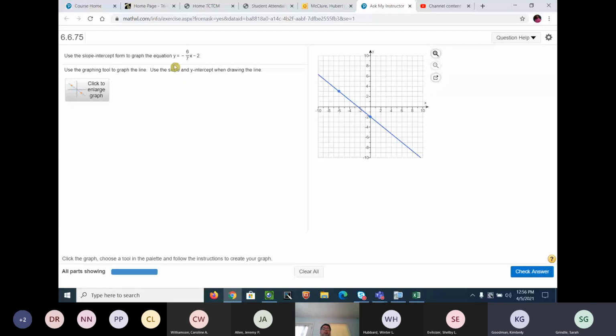The fraction. Nope. Good try though. Why? Y is by itself? Y is by itself. Y is by itself, method 1 or method 3.